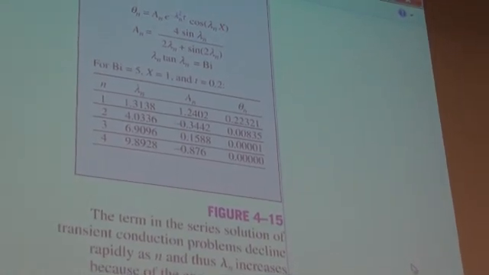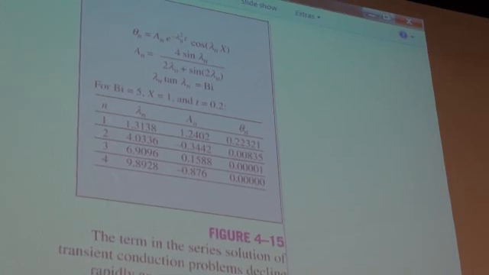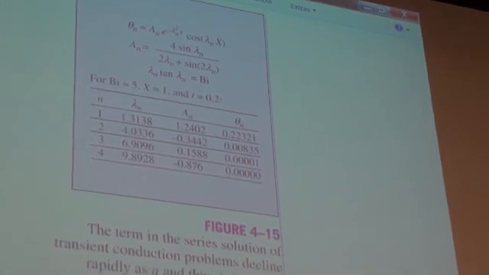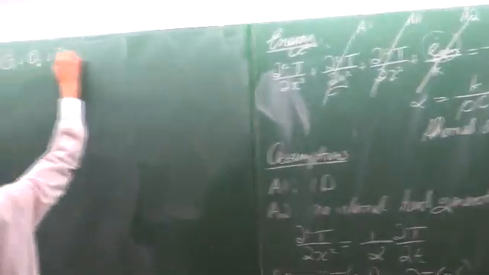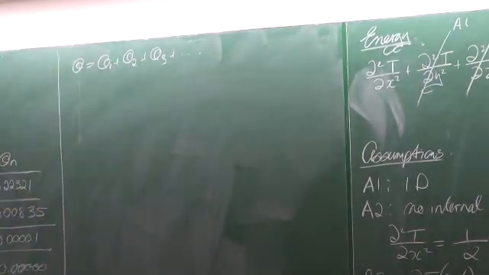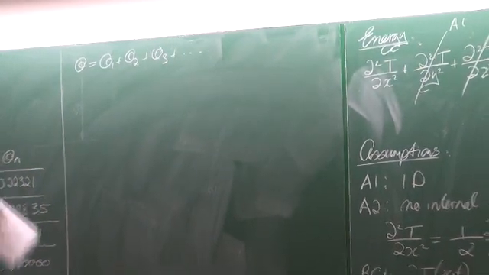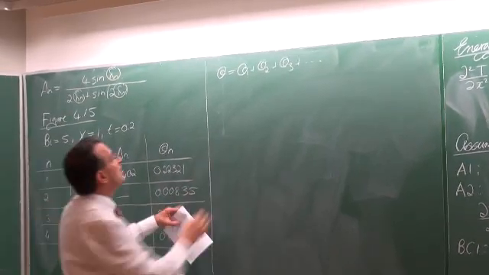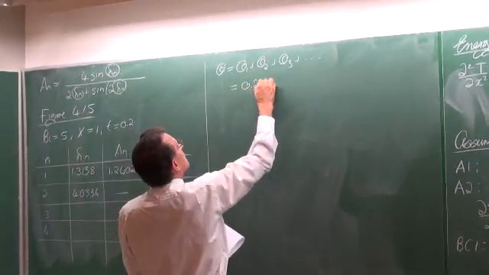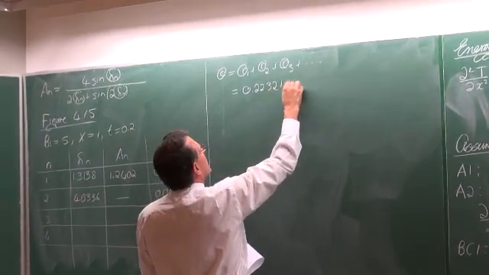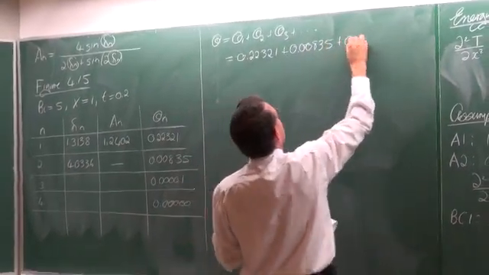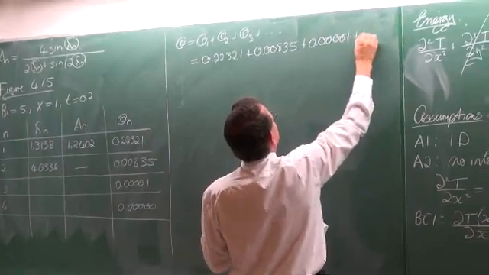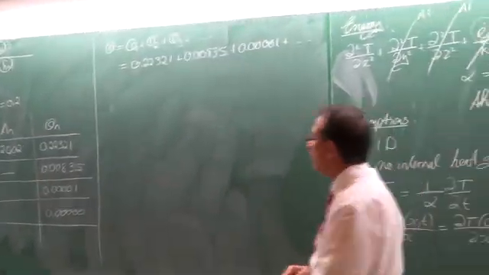Okay, take a careful look at it. Take a careful critical look at it, and what do we see? We see that theta is then obviously equal to theta 1 plus theta 2 plus theta 3, etc. It's the sum of all the non-dimensionalized temperatures. The first one is equal to 0.22321 plus 0.00835 plus 0.00001 plus 0 in terms of 5 digits.